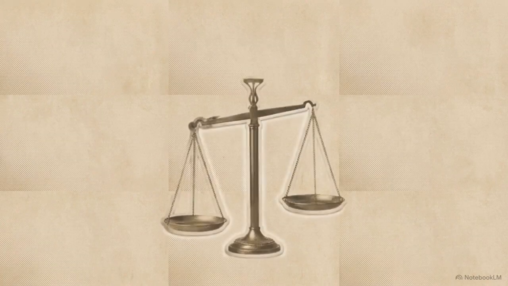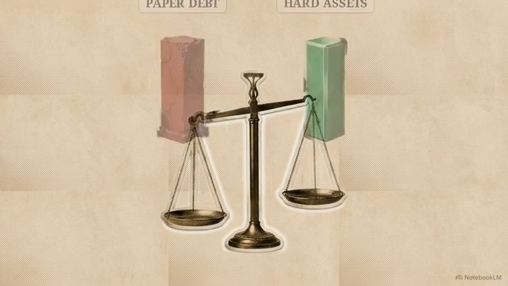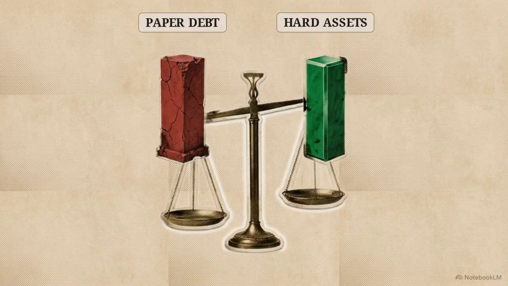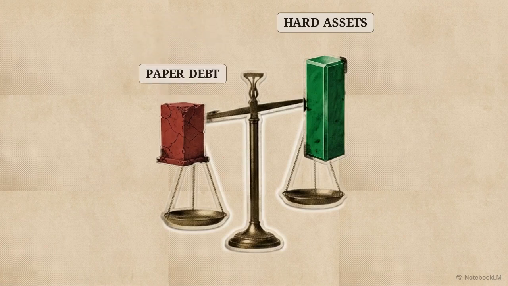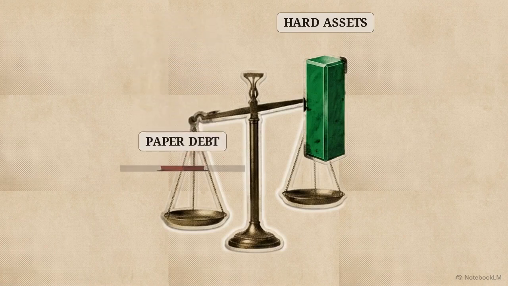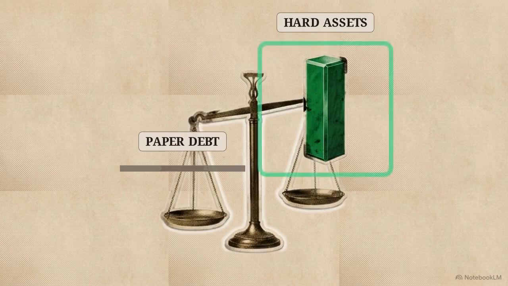This balance sheet shows his strategy. Stinnes borrowed heavily in paper currency to acquire a massive portfolio of coal mines, factories, and land. As hyperinflation accelerated, the real value of his debt was effectively erased. The debt became worthless in real terms, while his physical assets simply absorbed the newly printed currency.